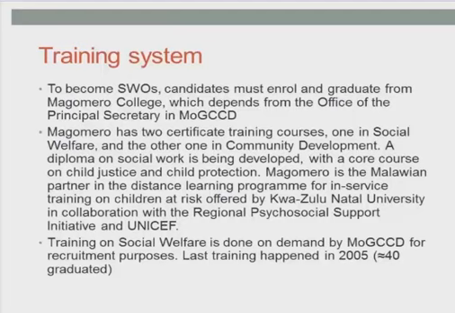It's worth mentioning that normally the training on social welfare is done on demand by the Ministry of Gender for the recruitment process. So the last training happened in 2005, where nearly 40 people graduated, and we have seen after that a shift in the priorities of the development agenda, where social welfare was no longer a priority. So, for example, even within the ministry, the Department of Social Welfare became a division under the Child Affairs Department, and now a new restructuring within the ministry has brought social welfare back up to department level.